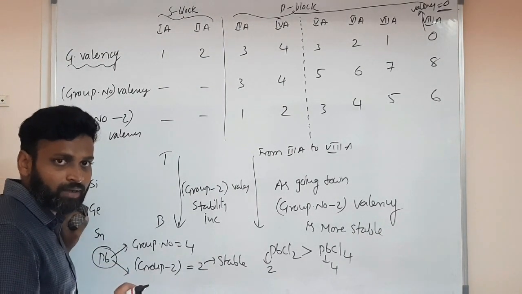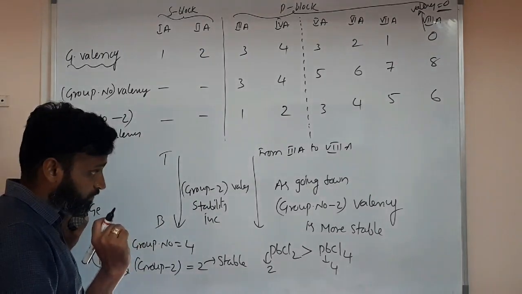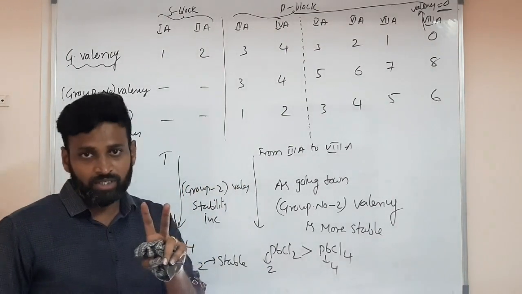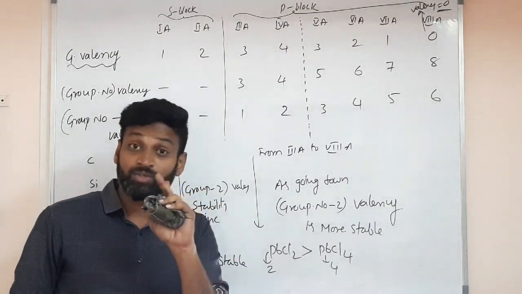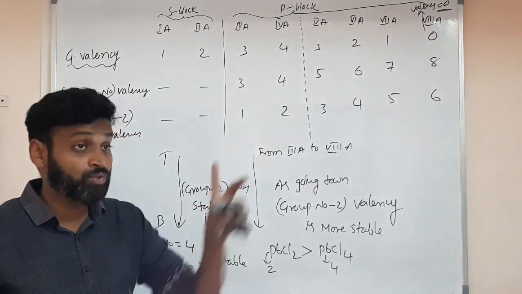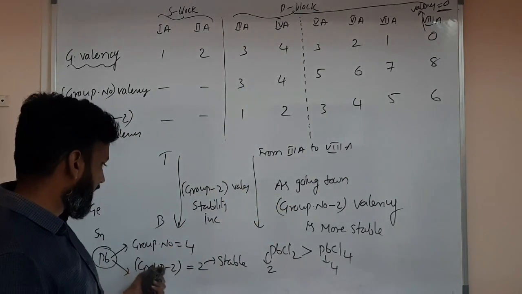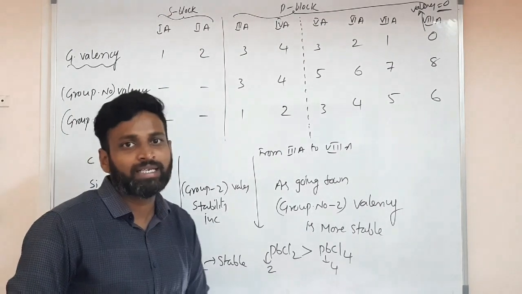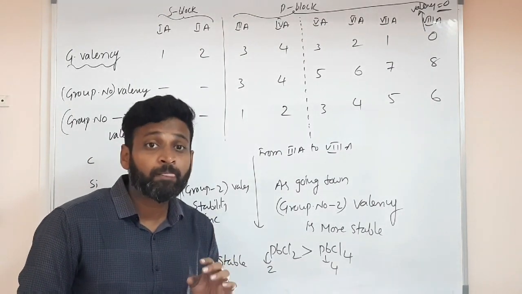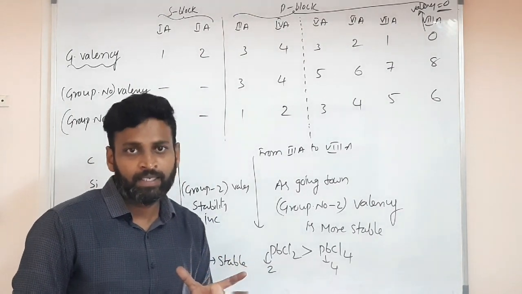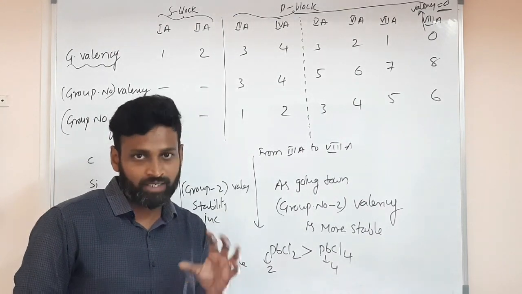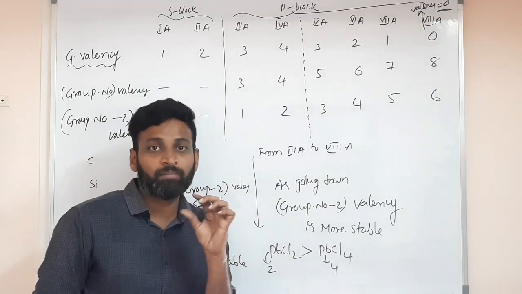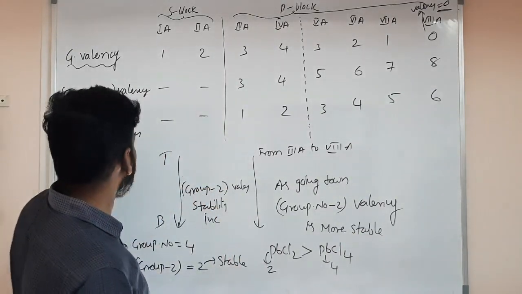So please remember, as we go down, there are two valencies. One is group number and another is group number minus 2. And as we go down, for the extremely bottom elements, group number minus 2 stability increases due to the inert pair effect. That name also I have given. Tomorrow I will explain what the inert pair effect is. Thank you very much. Please note it down.